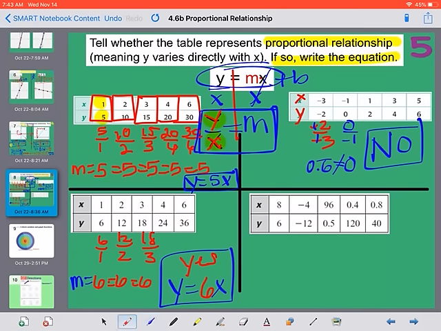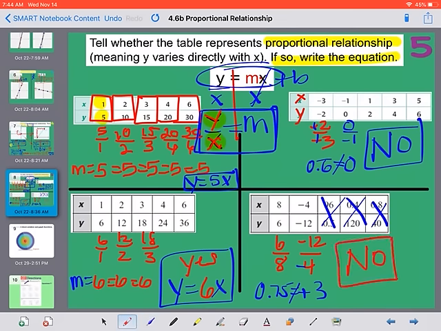Alright, last one here. We're taking y and we're dividing it by x. Negative 12 over 4. If we plug these in, well, 12 divided by 4 is negative 3. Oops, this was negative 2, positive 3. 6 divided by 8 is going to give us a decimal. It's 3/4 or 0.75. Those are not equal to each other. I don't even need to keep plugging in any more of these because I know they're not equal. So no, this is not proportional.